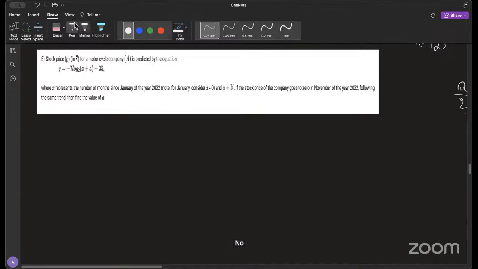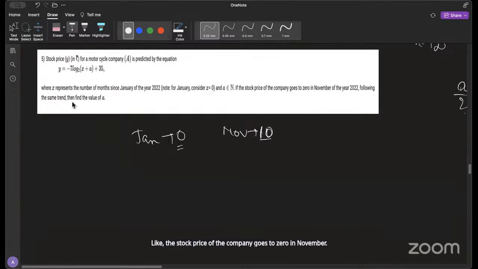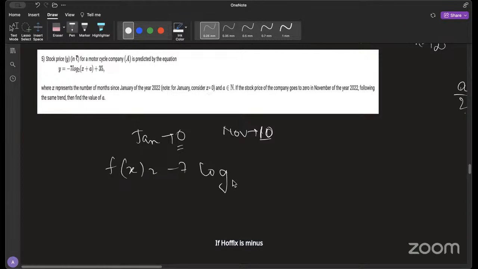January is considered 0, so January is allotted the number 0, then November should be 10, because November is the 11th month. Now if the stock price of the company goes to 0 in November, so that means your y is f, right? f(x) is minus 7 log base 2 of x plus a, plus 35.